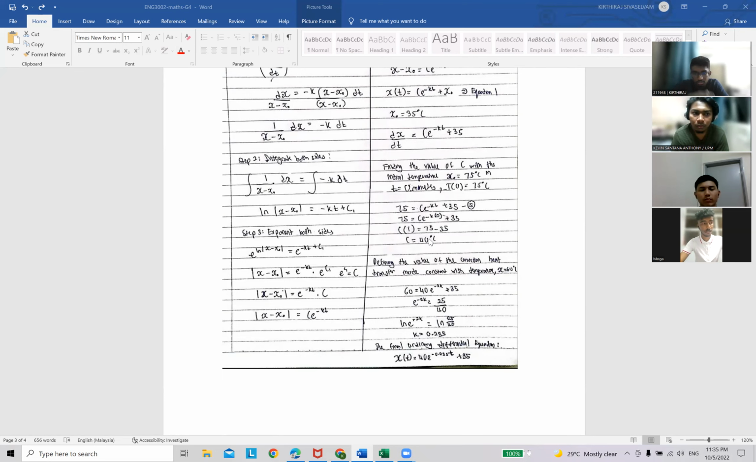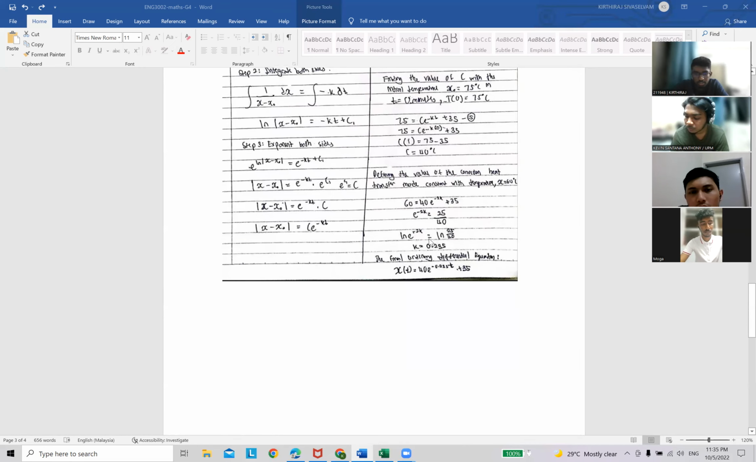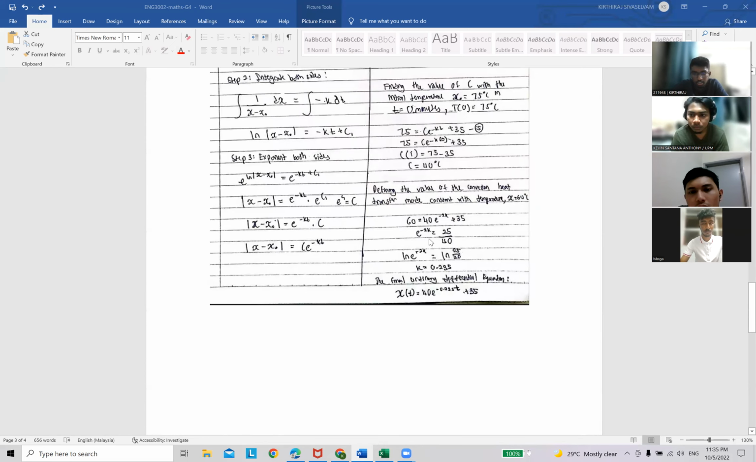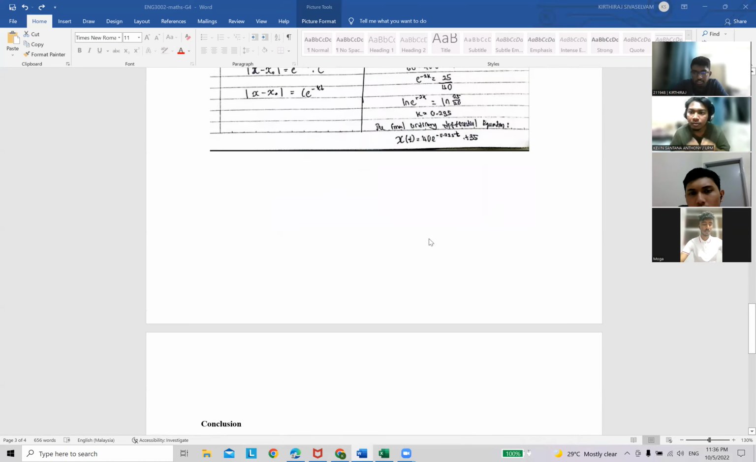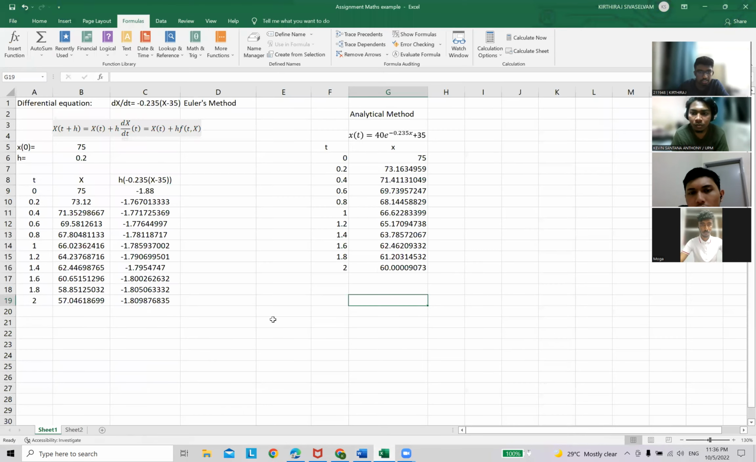We will get a constant for C, and then we define the value of the convection heat transfer mode constant with a temperature of 60 degrees Celsius, with which we find the value of K, which is 0.235. So the final equation we receive is x in terms of t: 40 e to the power of negative 0.235t plus 35 degrees. So that's the equation. And now I want to share my Excel here.